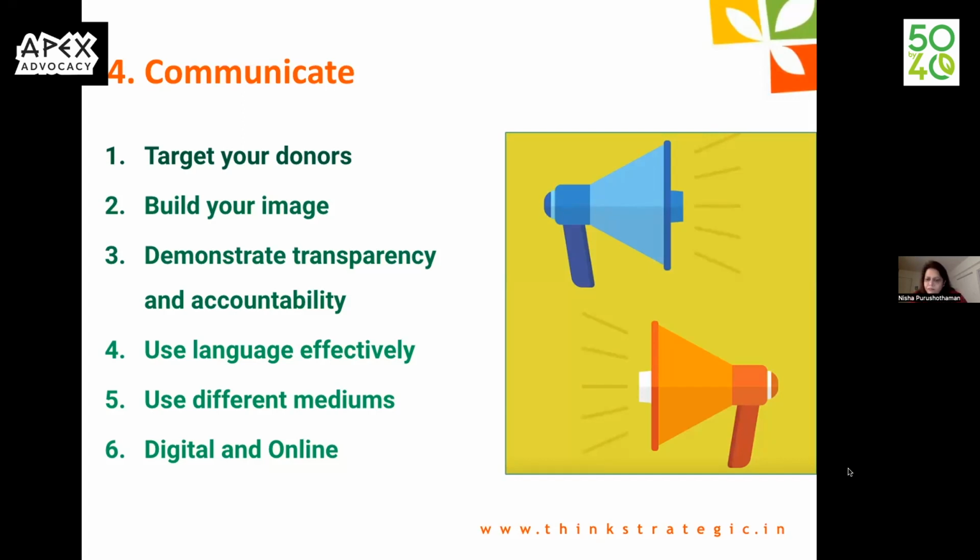Using language effectively to help you, using different mediums, people also start to identify you with the kind of language that you use, right? So these are important. And of course, in the digital and online space, leverage the digital and online platforms to help you communicate wider. Some of you may already be doing it. Some of you may be facing a few glitches while doing it. But the good part is there is a lot of material online on what problems you could face while trying to put out digital and online communications, and how to overcome them.